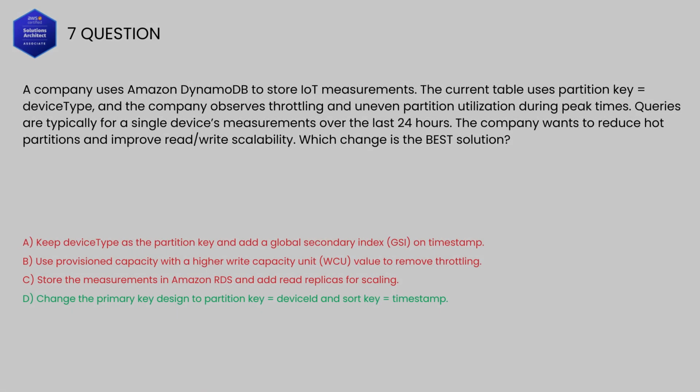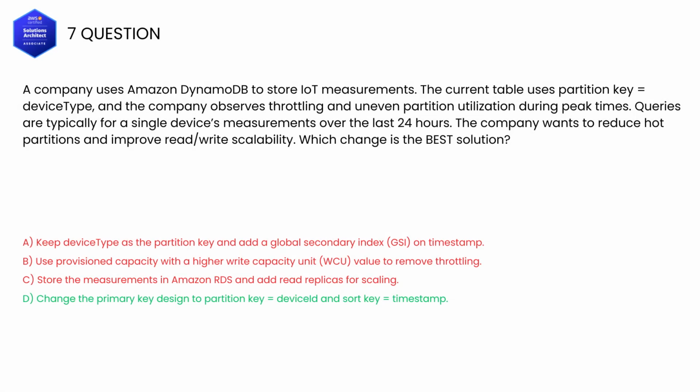The correct answer is D. Device ID has much higher cardinality, distributing reads and writes across partitions more evenly and reducing hot partitions. The sort key enables efficient range queries for the last 24 hours per device.